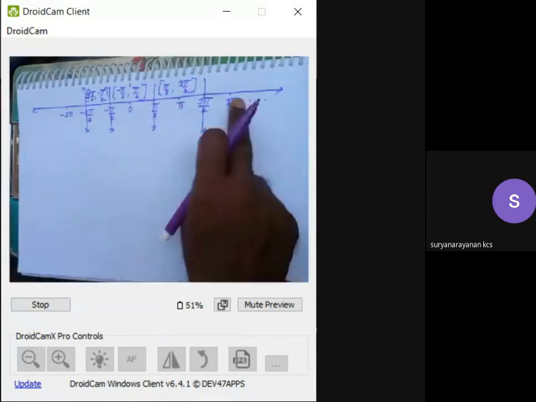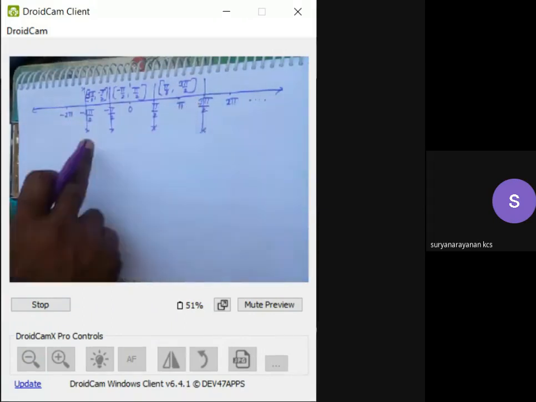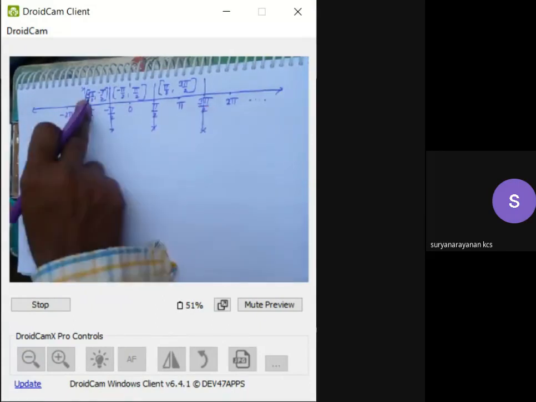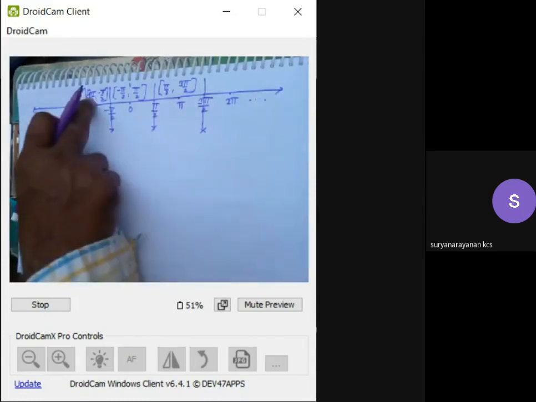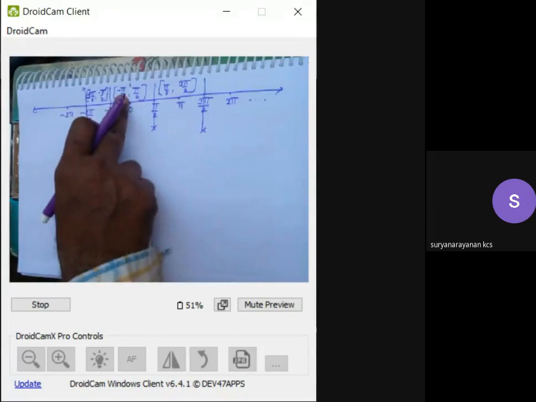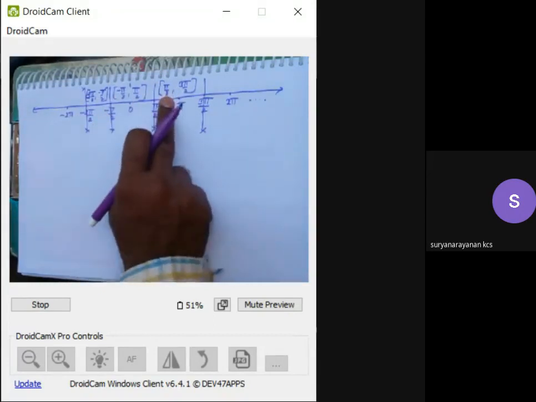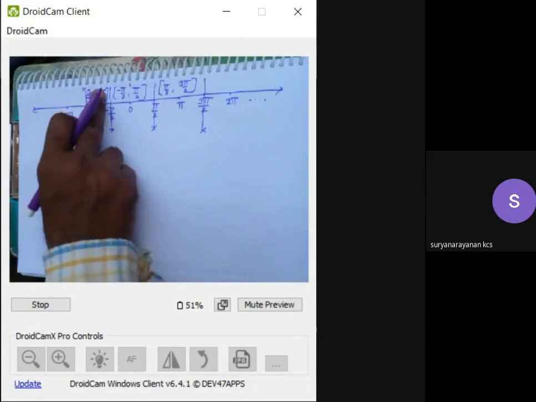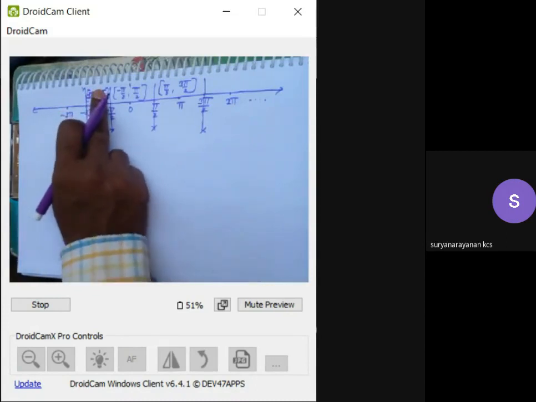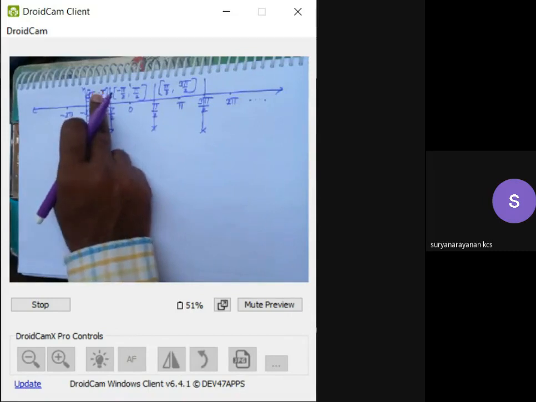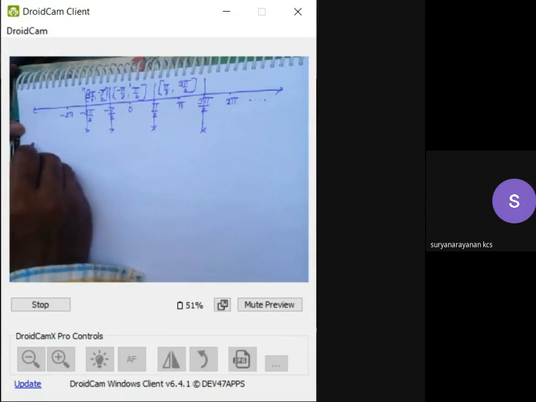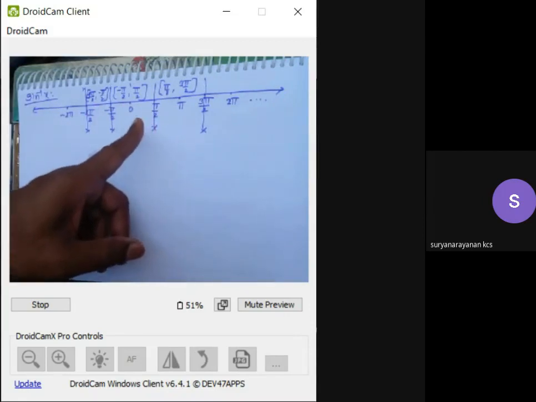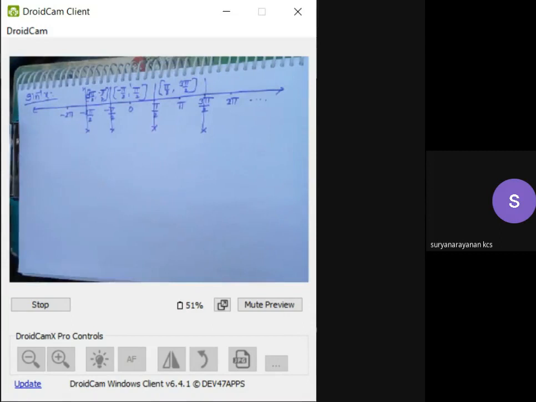If you divide the total real number line into different intervals, namely minus 3 pi by 2 comma minus pi by 2 closed interval, minus pi by 2 comma pi by 2 closed interval, pi by 2 comma 3 pi by 2, and so on, and take these intervals as the domain of sine inverse x, these are all said to be different branches of sine inverse x.